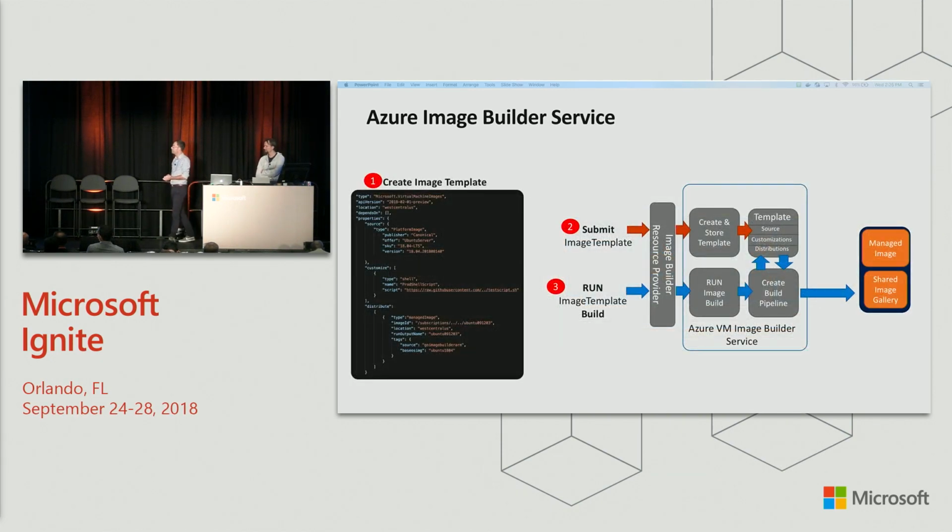So let's have a look at a bit more detail on how the service actually works. What you'll see is, to the left, you have this configuration template, and I'm going to show you this in a minute on the screen in code. It has the properties on there, so it will have the source, the customize, and the distribute.